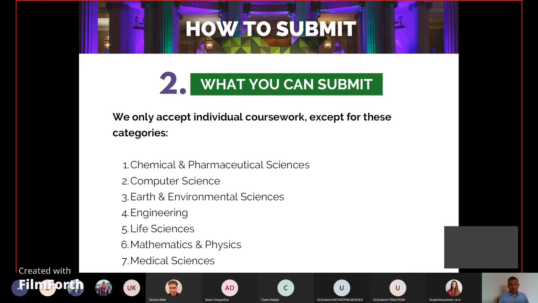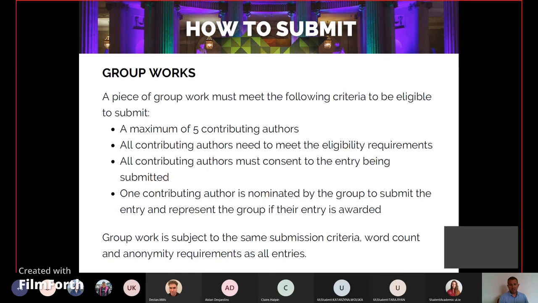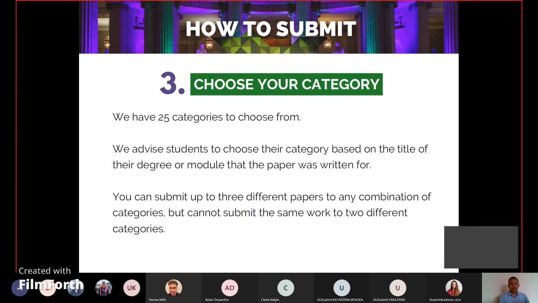In the 25 categories, we accept individual coursework, but there are 7 categories where we take group work. So if you are in chemical, pharmaceutical science, maths and physics, etc., you can submit a group paper. There's details about how to do that on the website. Maximum of 5 contributing authors. All need to fulfill the criteria, and only 1 contributing author can be nominated by the group to represent the group if you win, to come to the Global Summit. So, good incentive if you've got some coursework. As I said before, 25 categories to choose from.